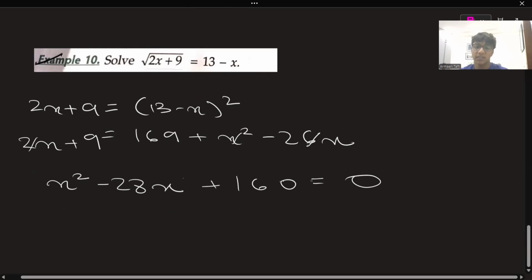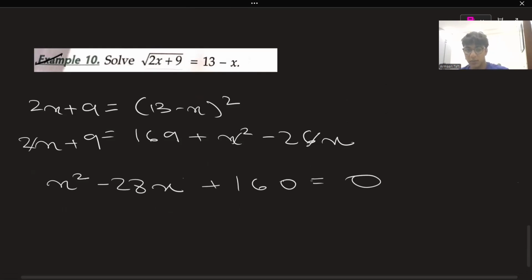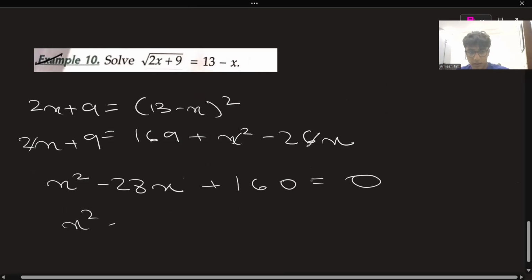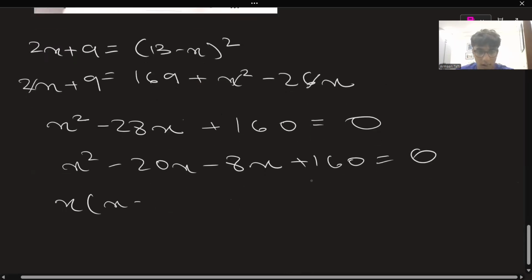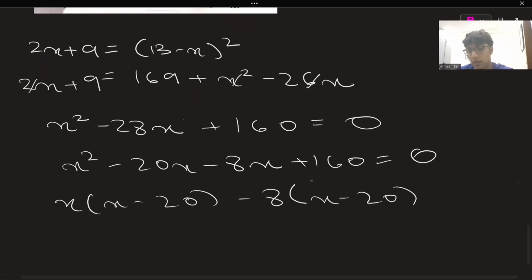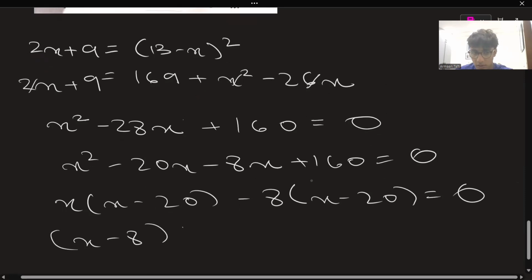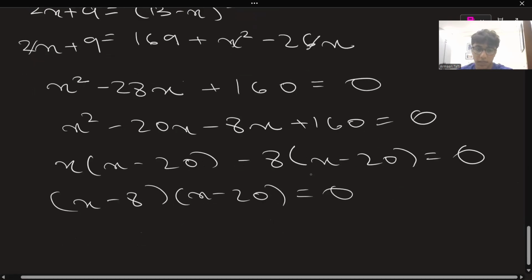There we go. And now 160, how will we break it up in such a way? It's simple. Directly just see it, 20 times 8. x squared minus 20x minus 8x plus 160 is equal to 0. And we can once again just group the terms together. Minus 8 out common, x minus 20 equals 0. So we have x minus 8 times x minus 20 equals 0, and you can get x as either 8 or 20.